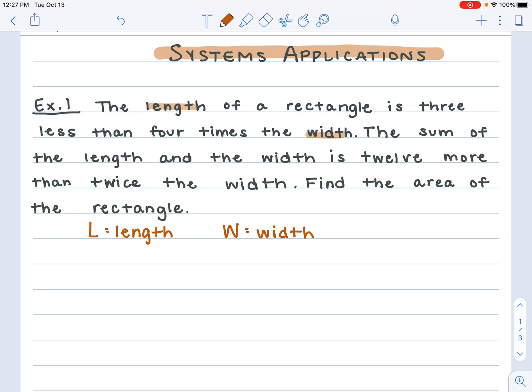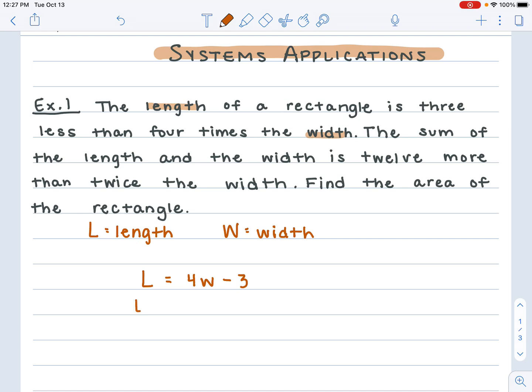All right, the first sentence says the length of a rectangle is 3 less than 4 times the width. So I need to make that into an equation. It says the length is, so L is, which is an equal, 3 less than 4 times the width. So 4W, and it says 3 less, which is subtraction, minus 3. Okay, so here's our first equation.